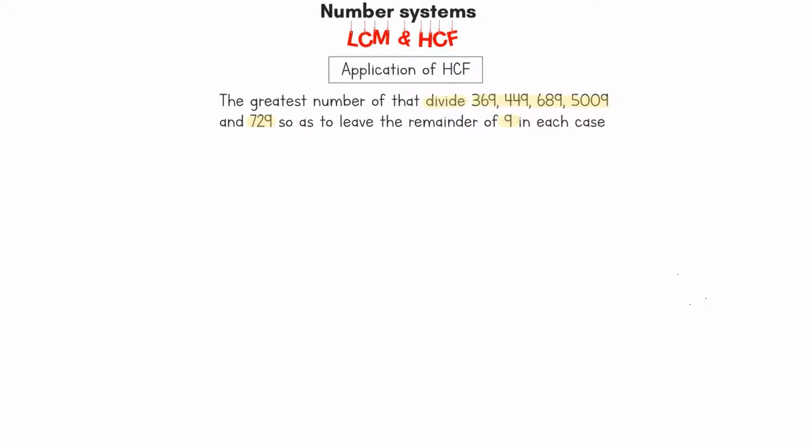So there is one number which divides 369 giving you the remainder of 9. The same number divides 449 giving you again the remainder of 9. It divides 689 giving you the remainder of 9, and it divides 5009 giving you the remainder of 9, which means I'll apply the previous logic.